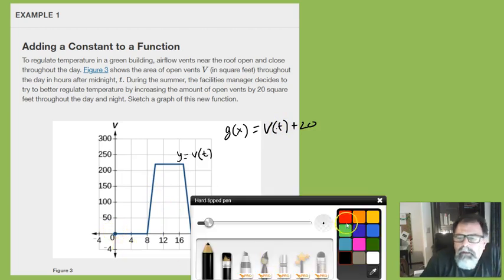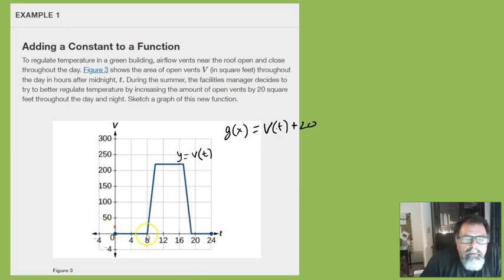Here, we'll make this one red for the new one. So we'll move it up 20. If this is at 0, you go up to 20. And if this is at, say, 25 or so, it's going to go up to 45. Same thing here. Basically everything's just going to get shifted up 20 units, so it'll be the exact same shape.